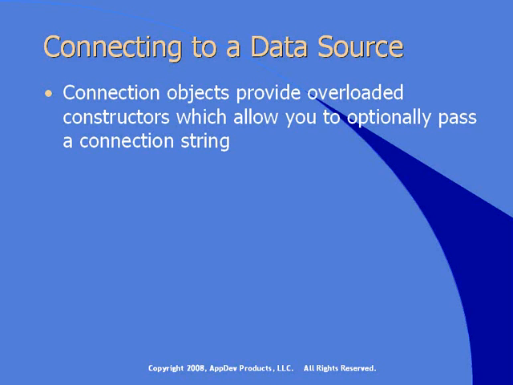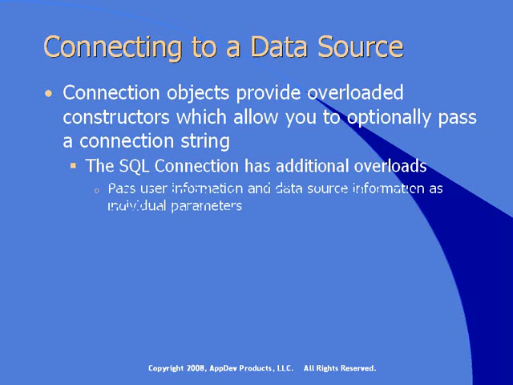Connection objects provide various constructors which allow you to pass a connection string or other information at the time you create the object. For example, you could specify the initial catalog, the data source, whether you want to use integrated security, all as part of the constructor for your connection. The SQL connection object has additional overloads where you can pass user information and data source information as individual parameters. This makes it a lot easier to create a connection to SQL Server without having to type in a long connection string, if that's what you want to do.